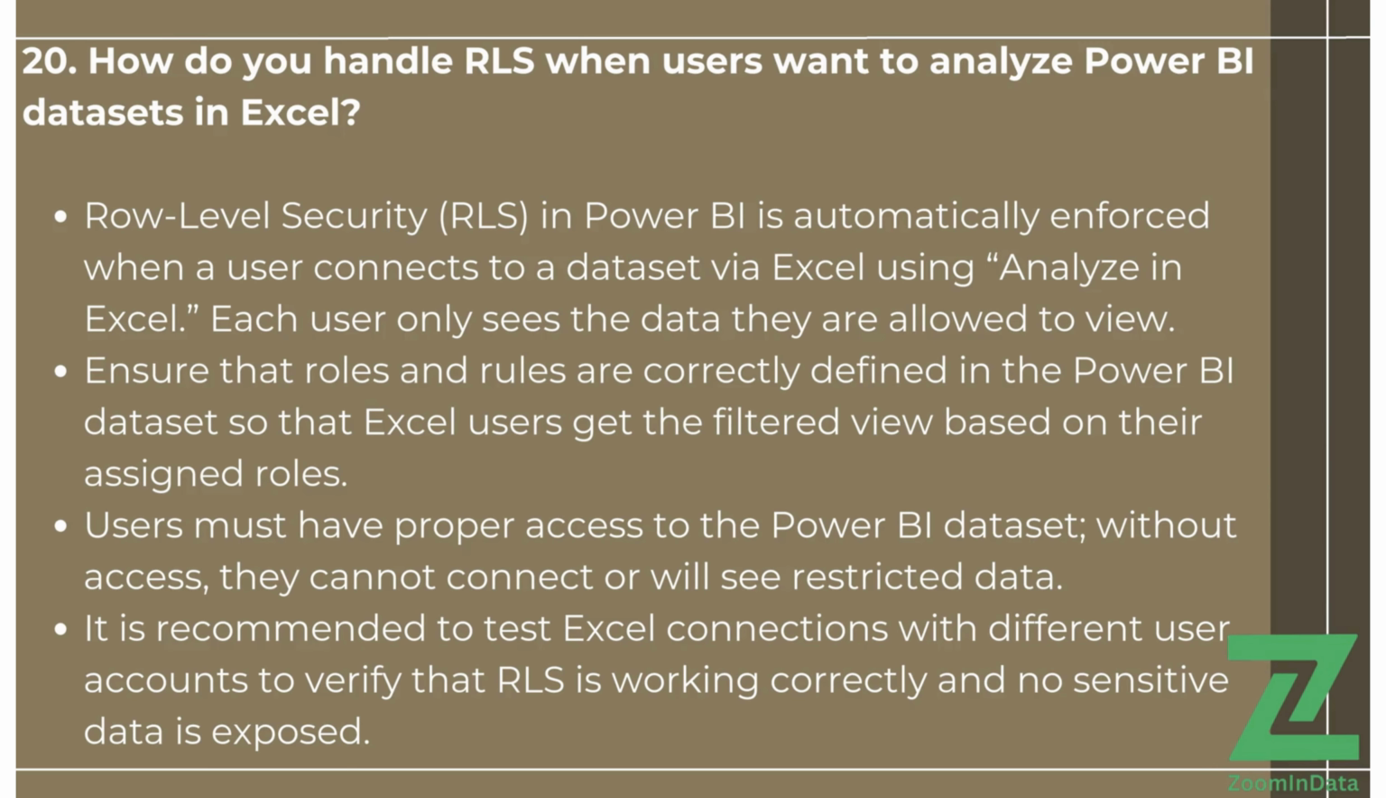20th question. How do you handle RLS when users want to analyze Power BI datasets in Excel? Row-level security, RLS, in Power BI is automatically enforced when a user connects to a dataset via Excel using Analyze in Excel. Each user only sees the data they are allowed to view. Ensure that roles and rules are correctly defined in the Power BI dataset so that Excel users get the filtered view based on their assigned roles.